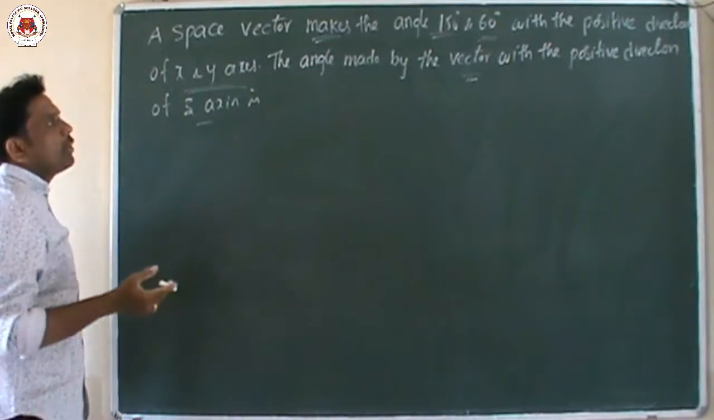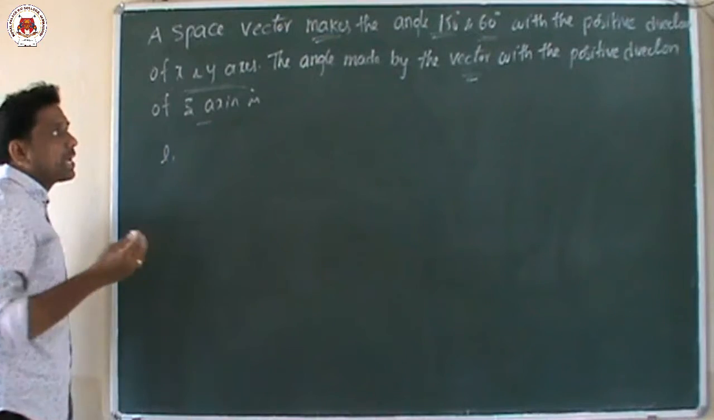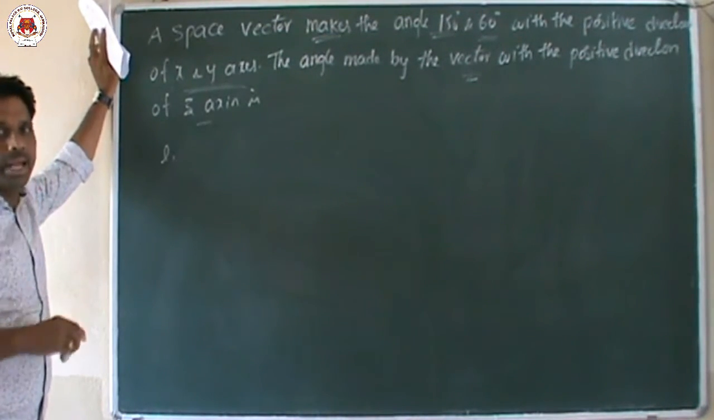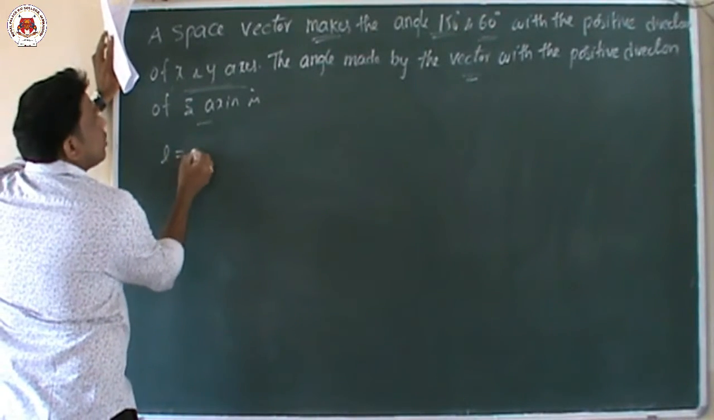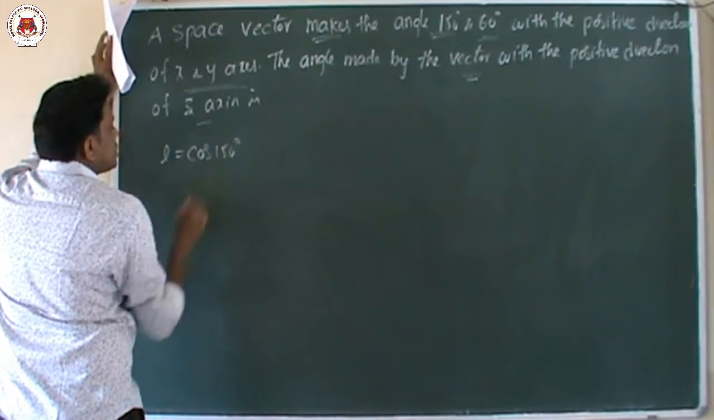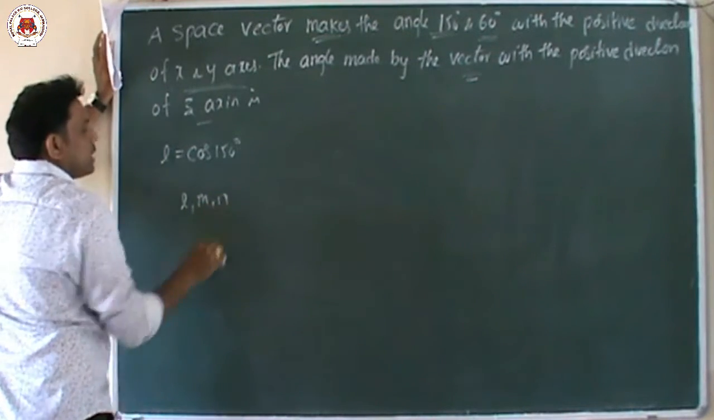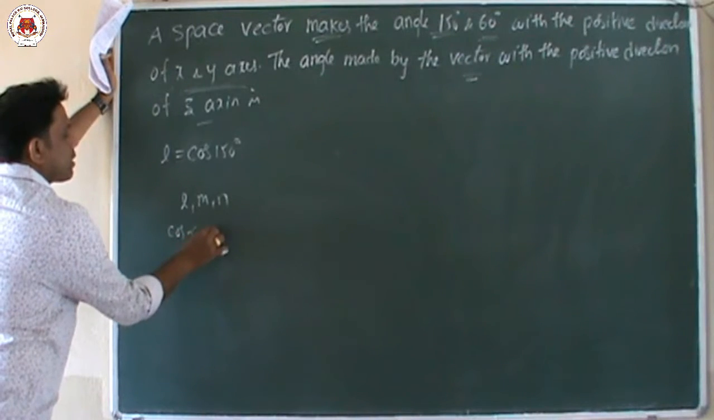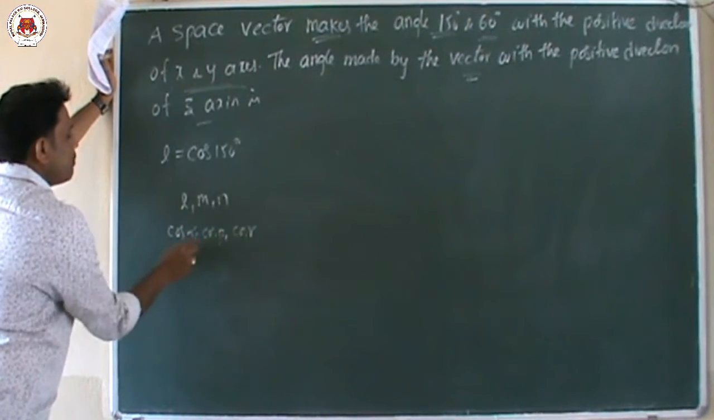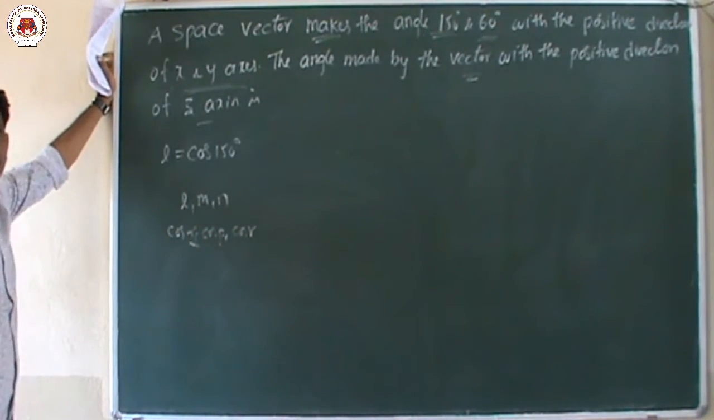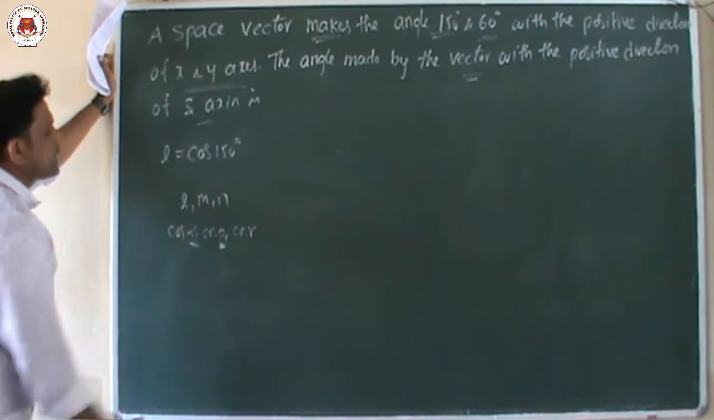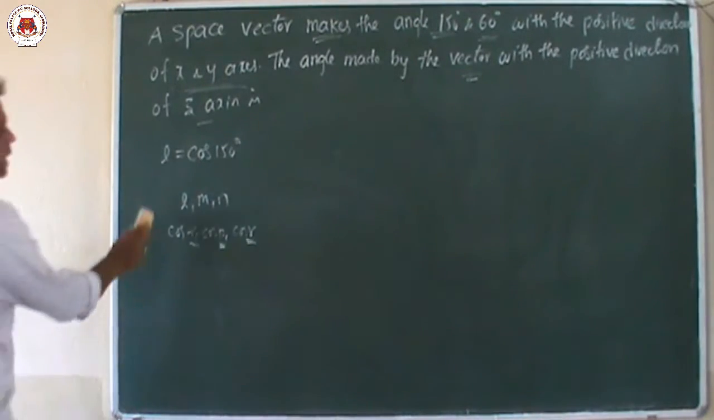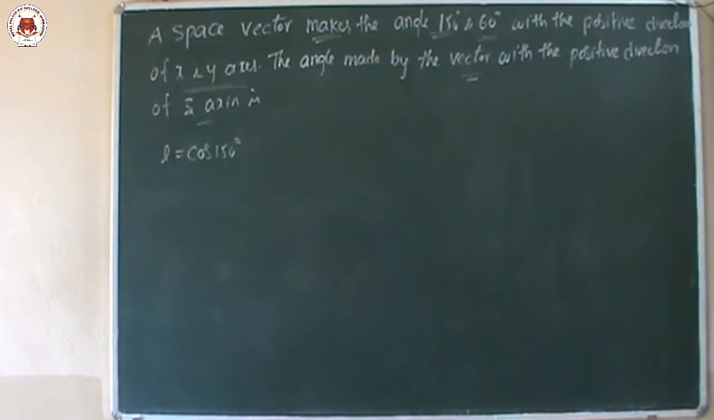Then how to find? We know it. The angle made is nothing but DCs, direction cosines. DCs are always indicated by the letters l, m, n. So first of all we will take l. Alpha is the angle made with the x-axis, this is the angle made with the y-axis, and this is the angle made with the z-axis. So cos alpha. First of all, l is equal to cos alpha, whose angle 150 degrees is given.